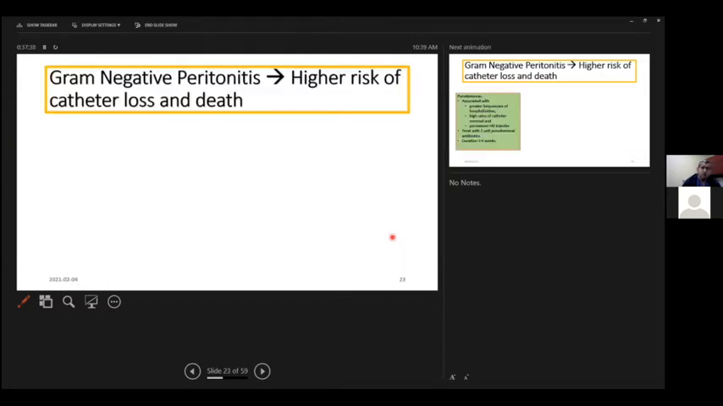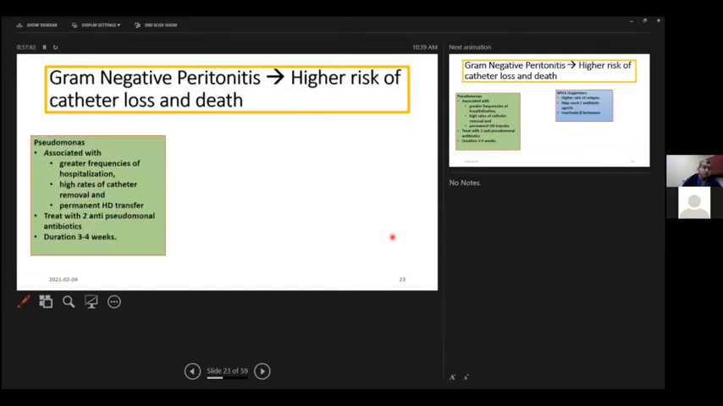And what are the characteristics of gram-negative peritonitis? If you've got Pseudomonas, it is associated with increased hospitalization and a higher rate of catheter removal, more than 40%, and permanent hemodialysis transfer. Unfortunately, this patient really gets burnt out. You have to treat it with two anti-pseudomonal antibiotics. Usually it will be a third generation cephalosporin, an aminoglycoside, or a fluoroquinolone, which is active against Pseudomonas. The duration will be 3 to 4 weeks.